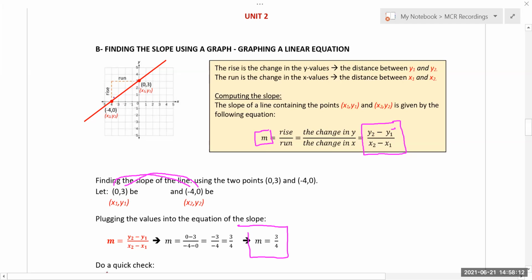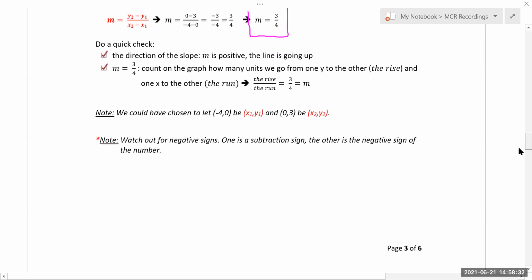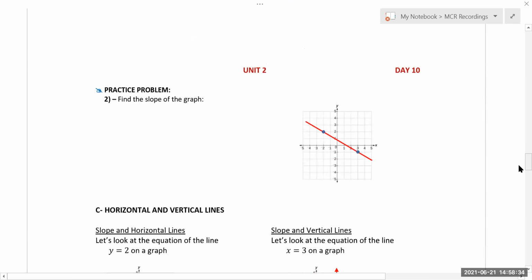If you wanted to count from the graph, we go 1, 2, 3, then 1, 2, 3, 4. Again, giving us 3 up, 4 over. Always double check, is my slope positive or negative? Do I have it right? If you switch them, you're going to get the same answer, by the way, as long as you keep track of those negative signs. All right, so here's your next example. Go ahead and try it. Like I said, always pause me and try these first.